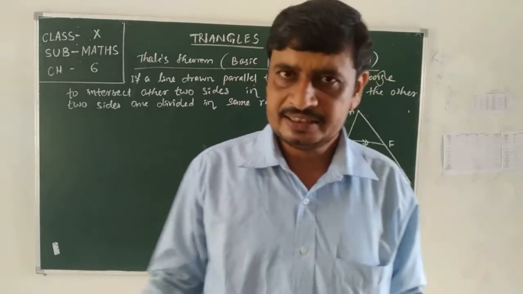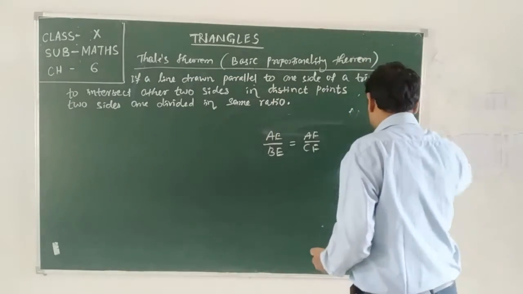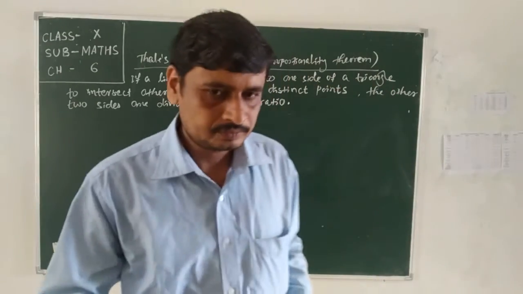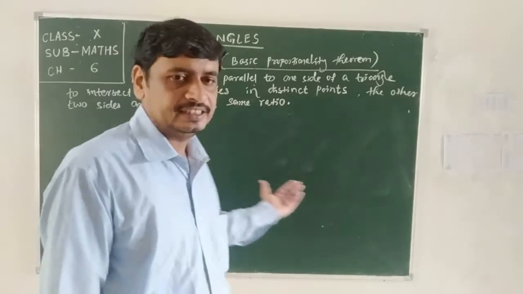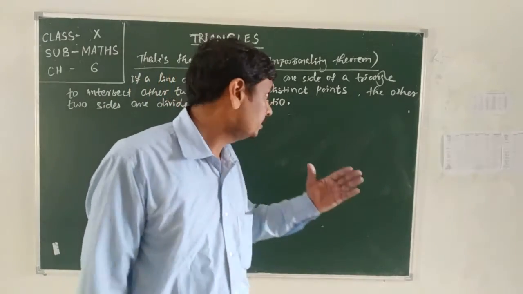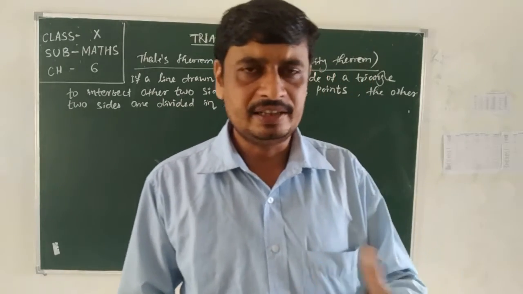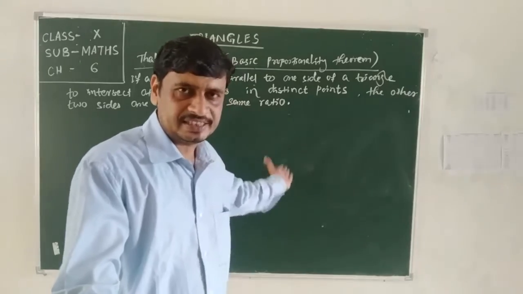Let's prove this statement. We have to take any triangle, let it be ABC, where we will draw a line DE which is parallel with one of the sides of the triangle ABC.